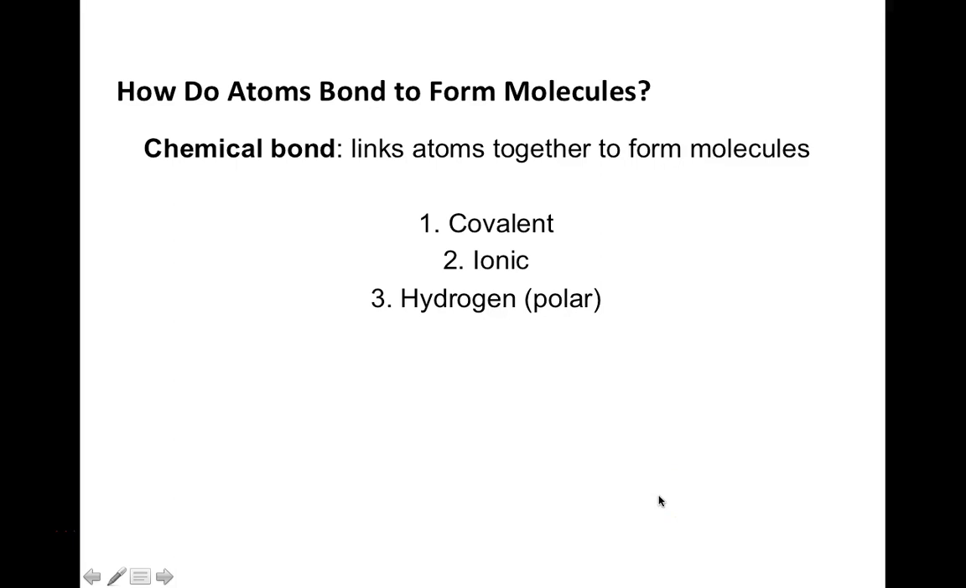How do atoms form molecules? Well, we're going to link atoms together using structures called chemical bonds. Chemical bonds help to link atoms together, but it's not all the same. We have three types of chemical bonds that we need to learn about: covalent, ionic, and hydrogen bonds.